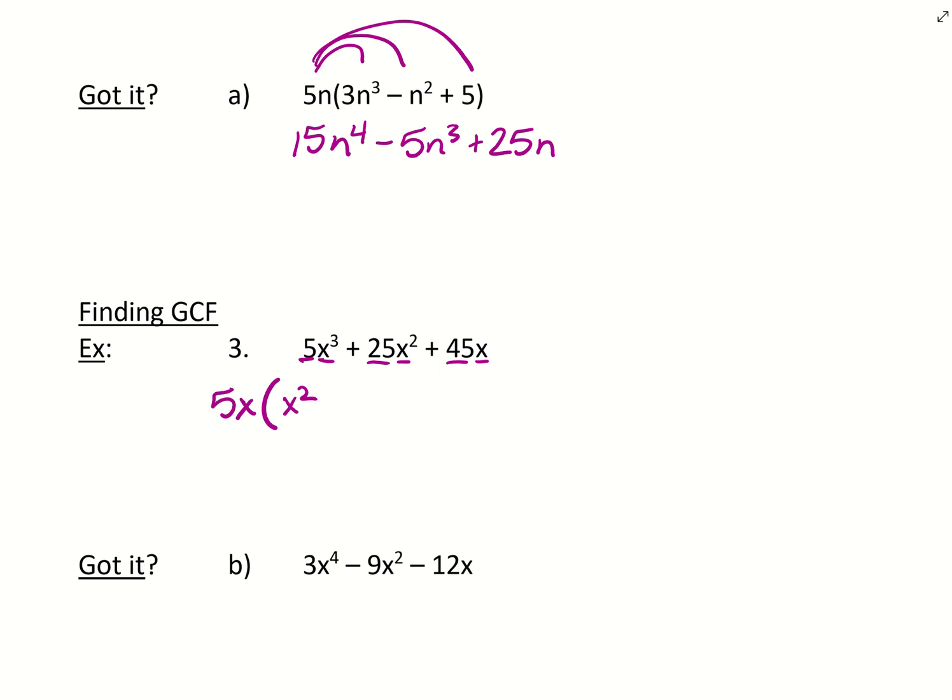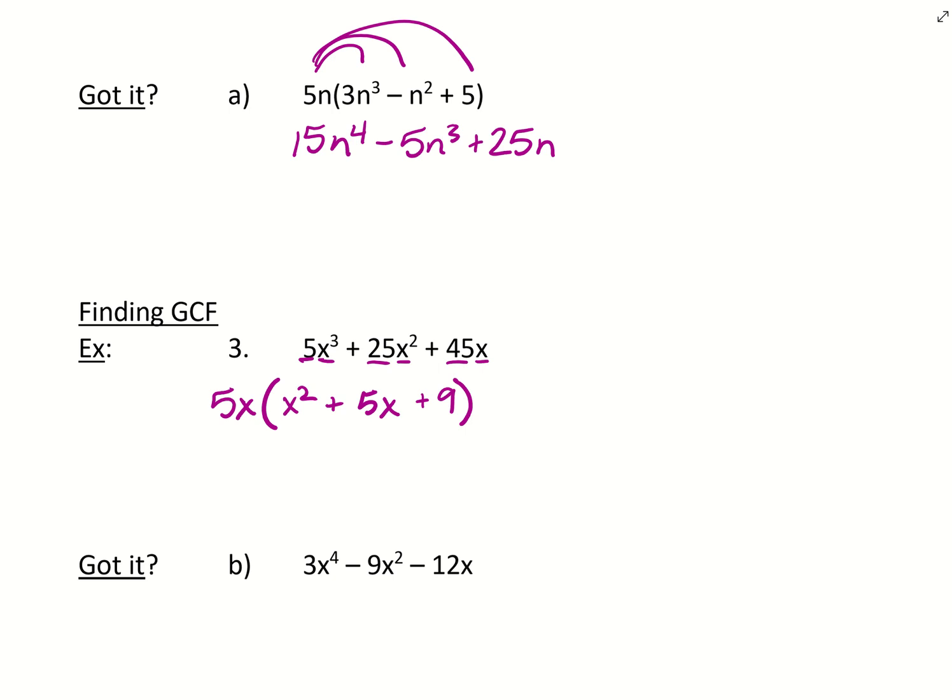All right, next one. Again, we're going to pull out a 5x from 25x squared. 25 divided by 5 is 5. X squared divided by x is x. And then last one, for 45x, if we pull out a 5x, all we're going to be left with is the 9. All right, close the parentheses. And that's it for finding your GCF.